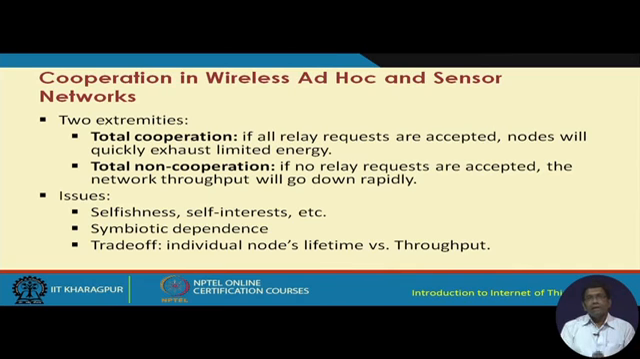So, taking care of the issue of cooperation, there are two extremities that have to be thought about. One is the case of total cooperation, and the other one is the case of total non-cooperation. Case of total cooperation, where all the relay requests that are received are accepted by the nodes, and the nodes will quickly exhaust their limited energy. And the case of total non-cooperation, if no relay requests are accepted, the network throughput will go down rapidly. So, these are the two different extremities, and their corresponding limitations are mentioned over here. So, if none of the relay requests are accepted, then what is going to happen? The network throughput will go down rapidly.